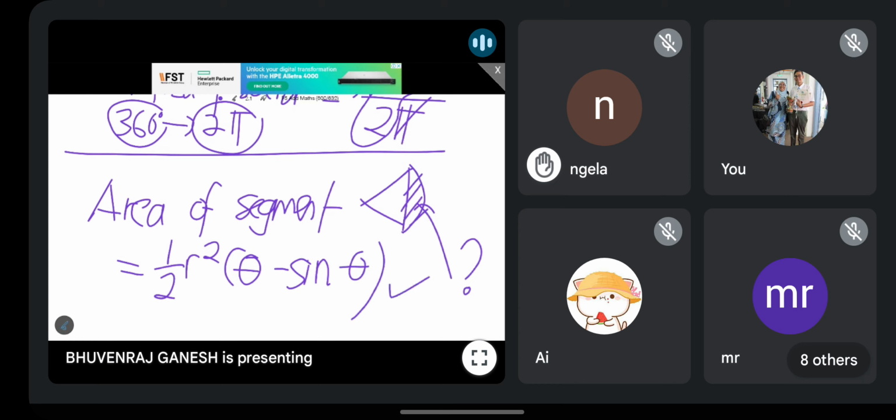Kamu boleh terus guna rumus ni. Directly use this one. It's much easier. Okay, so guys, can you all tell me, first, second, theta mana dalam unit radian? Which theta over here is in radian mode? Can you all tell me the correct answer?